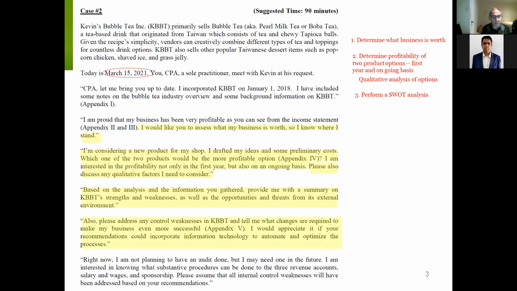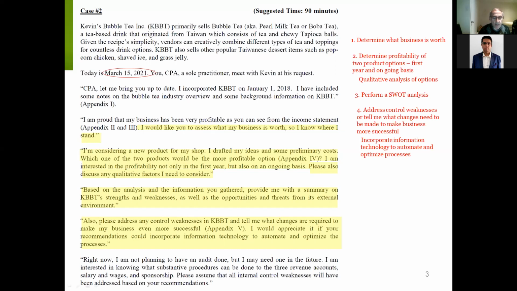When we get to this paragraph, we're told, also, please address any control weaknesses in KBBT and tell me what changes are required to make my business even more successful. And then we're told I would appreciate it if your recommendation would incorporate information technology to optimize the process. So for this required, we're told explicitly to address control weaknesses. It's going to be very important to make constructive recommendations to make the business more successful.